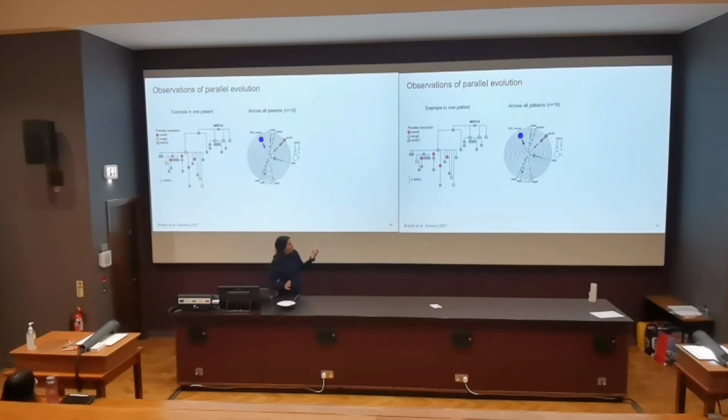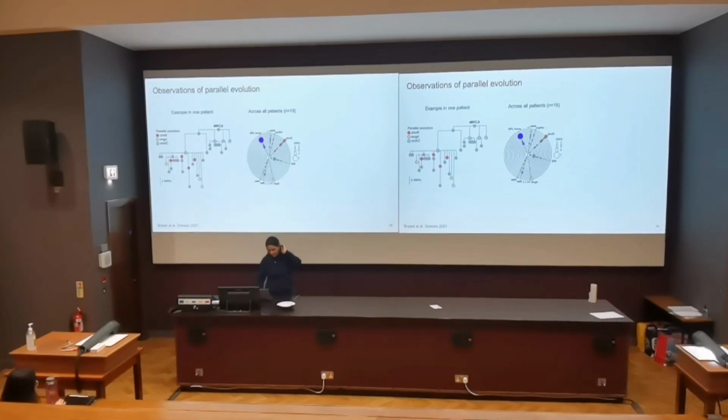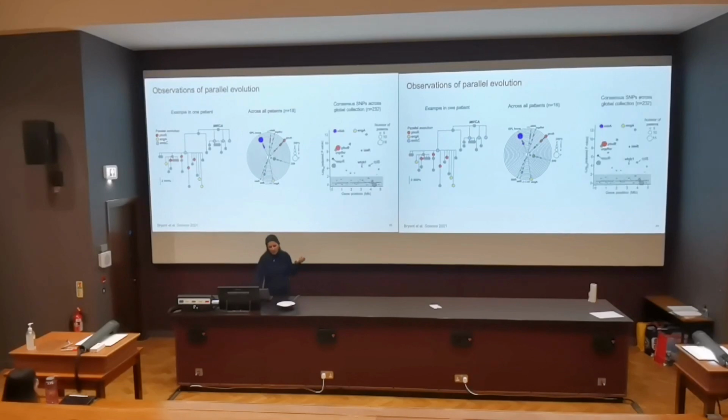And this is just a diagram across 18 patients, and it's arranged in concentric circles around the genome of Mycobacterium abscessus, and the size of the blobs indicates the number of mutations that I've observed. And so we found mutations in the same genes happening over and over again in lots of different patients.